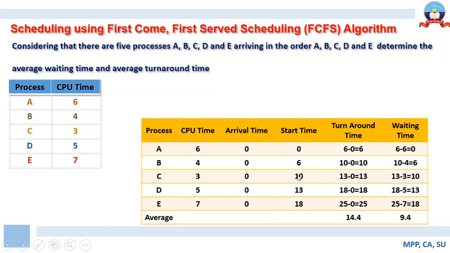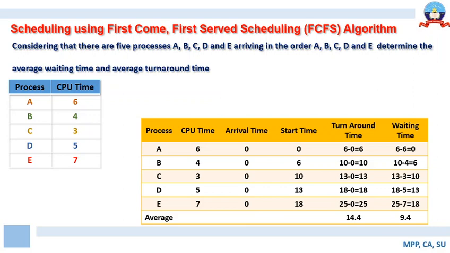Now likewise, C will start after A and B. So C will start at 10 and it will go up till 13. So C will exit the system at 13. So 13 minus 0 is 13. Likewise, D is sequenced after C, so it will start after C. So D will start at 13 and it will exit the system at 18. So the turnaround time is 18 minus arrival time 0, that is 18. Now likewise, E is sequenced after D, so E will start at 18 and it will go till 25. So it will exit the system at 25. So 25 minus 0 is 25.